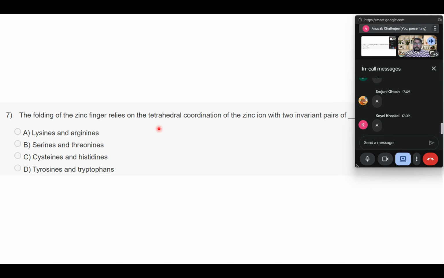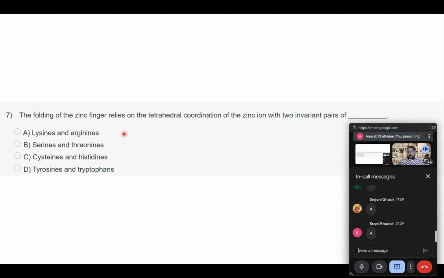The folding of the zinc finger relies on tetrahedral coordination of the zinc ion with two invariant pairs of: lysines and arginines, serines and threonines, cysteines and histidines, or tyrosines and tryptophans.